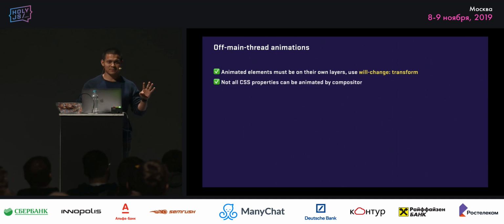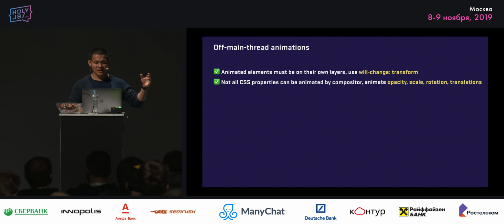Only 4 CSS properties can actually be animated on the compositor side. Those are opacity, scale, rotation, and translations. Any other animation needs to come back to Blink, back to the main thread. So try to keep your animations in one of these 4 properties. And there are tricks to do that.